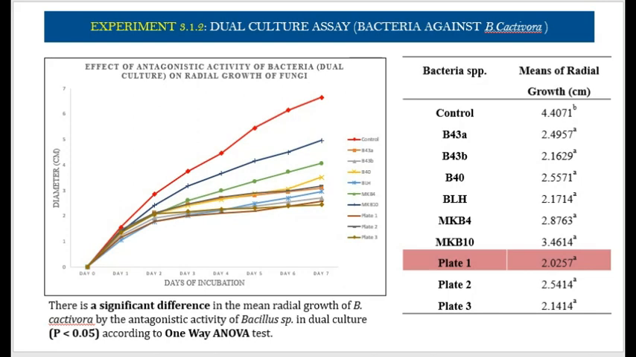Moving to experiment 3.1.2. There is a significant difference in the mean radial growth of Bipolaris cactivora, with the value of P lower than 0.05 according to the one-way ANOVA test. There are 6 Bacillus species able to inhibit the growth of this pathogenic fungus. However, the remaining 3 Bacillus species show the lowest percentage of inhibition.